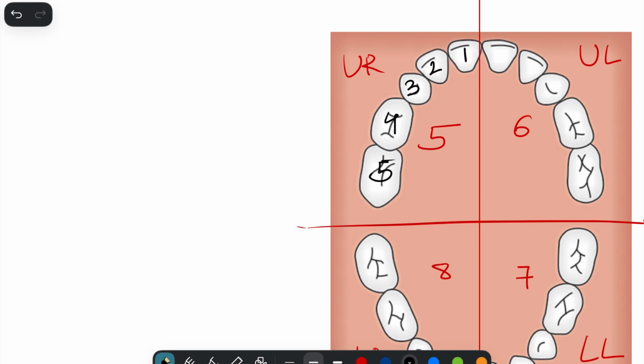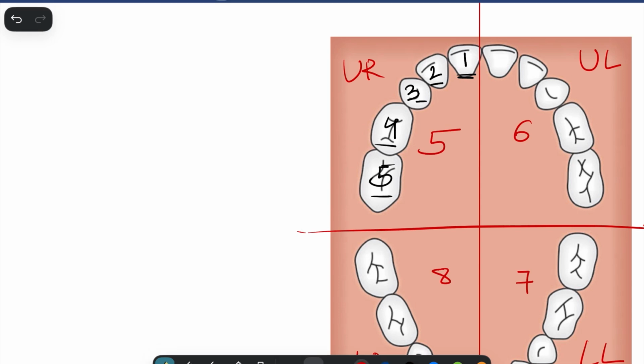Notice one thing. In the universal system and in the Zsigmondy-Palmer notation, we used letters to identify the teeth in the primary dentition, but here in the FTI system, we are using numbers to identify the teeth. Okay, so number 1 is our central incisor, 2 lateral incisor, 3 for canine, 4 for first molar, and 5 for second molar. Remember, primary dentition does not contain premolars. That is why numbering ends at 5.